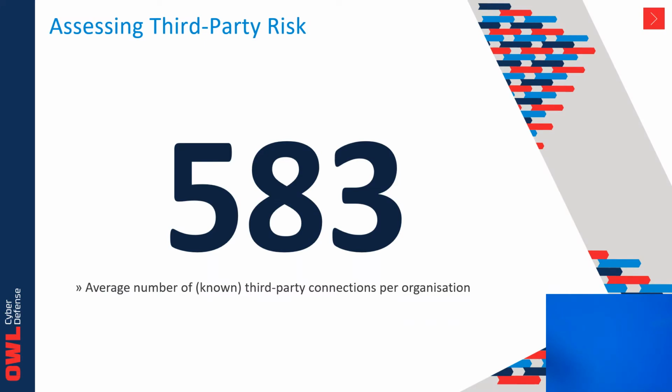Okay, so 583, that's the average number of connections that organizations have to third parties. So these are vendors that you work with, partners that you work with, folks that might be doing monitoring information based on equipment that's operating in your plant or your facility. What we're talking about is how do you mitigate the risk associated with those connections.